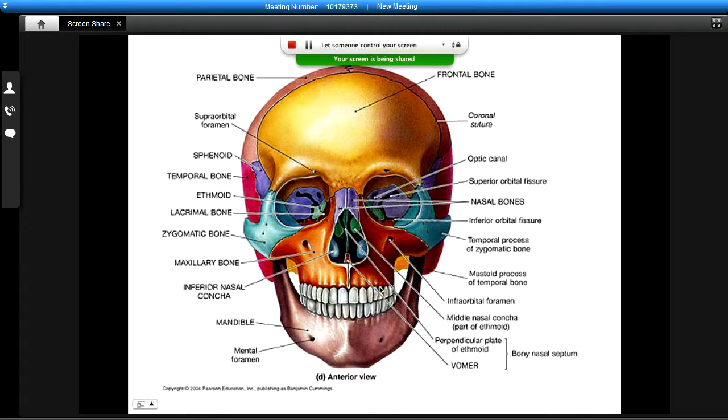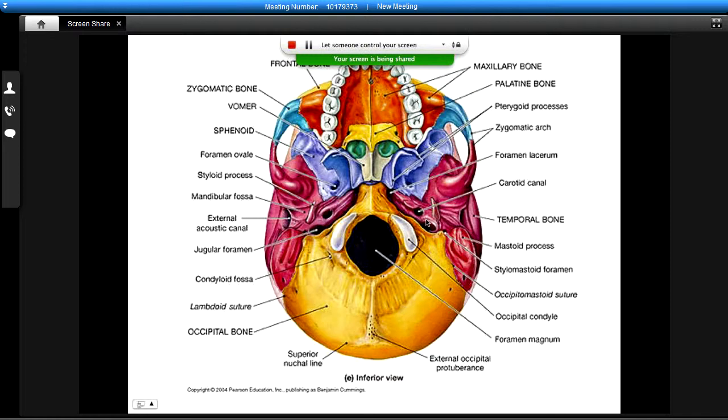I asked you on the lecture portion of the exam to be able to identify the alveolar processes, which you can see the dentition are in. The maxillary and the mandibular bone are important. I believe there's a lateral view that'll show you some points of articulation in just a bit.